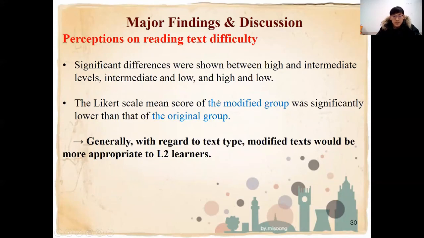Now here are the perceptions of reading text difficulty. As you saw before, significant differences were shown between high and intermediate levels, intermediate and low, and high and low. So the higher the level students were at, the easier they found the text. And the Likert scale mean score of the modified group was significantly lower than that of the original group. So the modified group felt it was much easier than the original group. So generally, I concluded with regard to text type, modified text will be more appropriate for L2 learners.